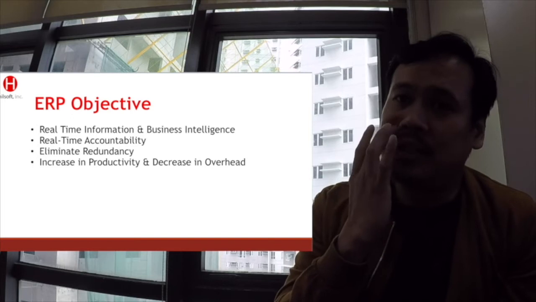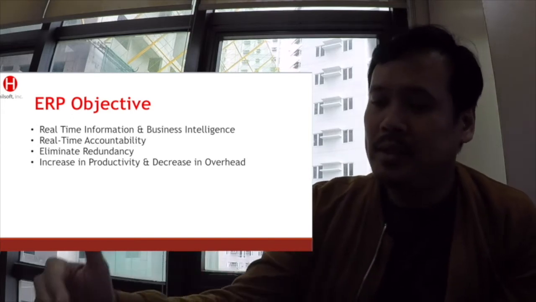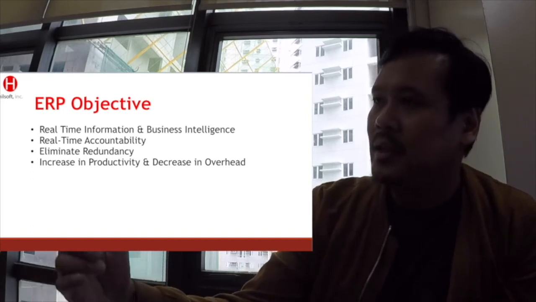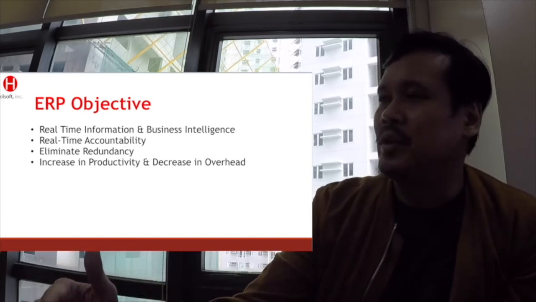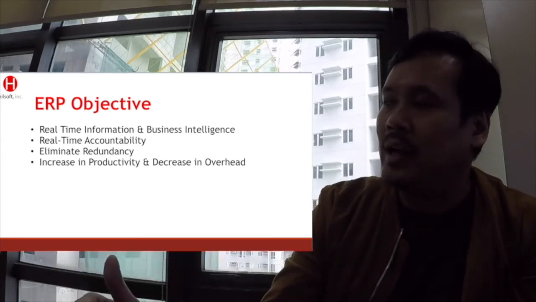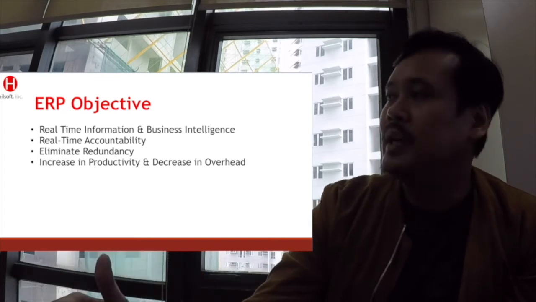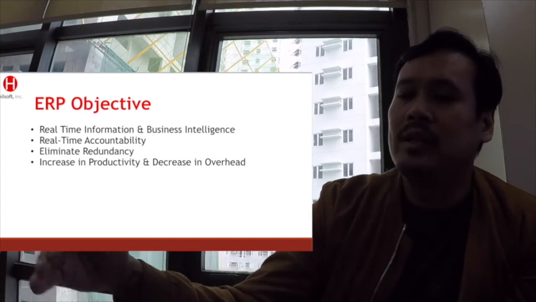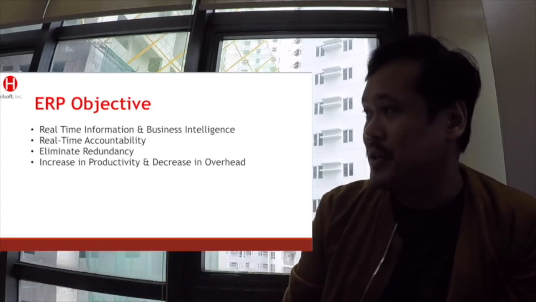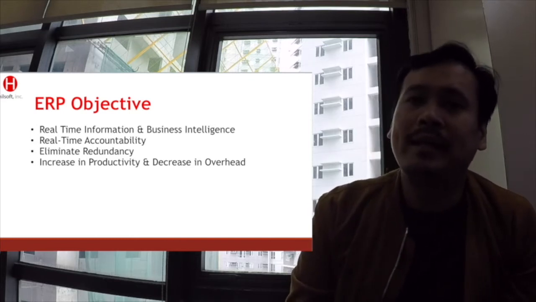Next objective is accountability. So the ERP system is making sure that all your processes have accountability. So if ever there are problems, we know who triggered the process, who approved it, who posted it, so that if there's a problem, you can pinpoint the accountable person. Okay. Third is also to eliminate redundancy.